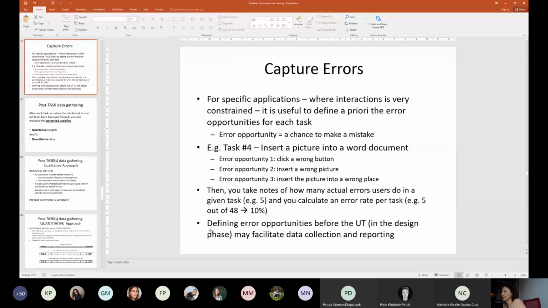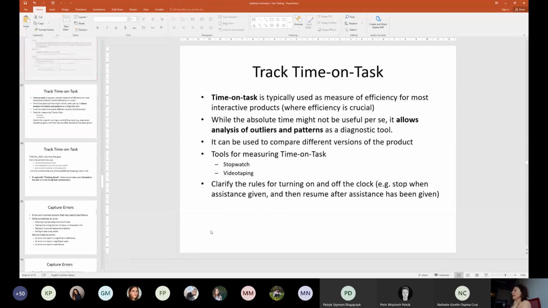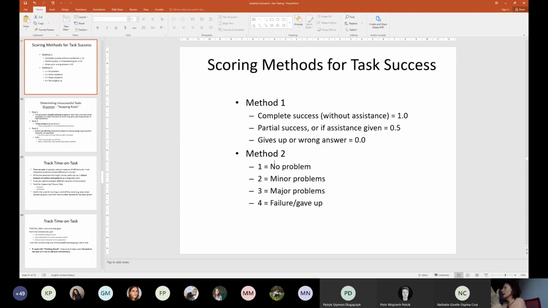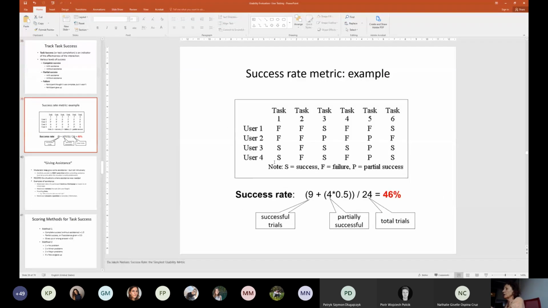Sorry, go back here. Okay. This seems to just say you're evaluating. Okay, in the first case, you said success. You just take note about success for each user. Say you give for each task a label S, F, or P.